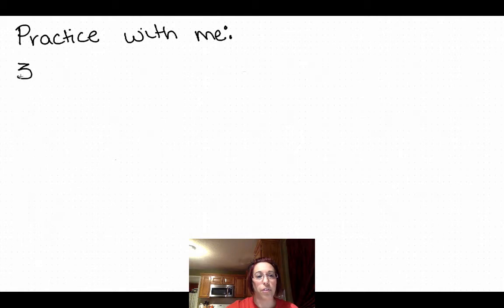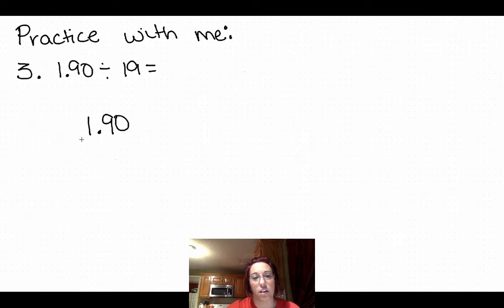Problem number 3, practicing with me. We have 1 and 90 hundredths divided by 19 equals. Set up our problem. Our dividend goes on the inside. Our divisor goes on the outside. Our decimal goes straight up to the top, and we begin dividing.